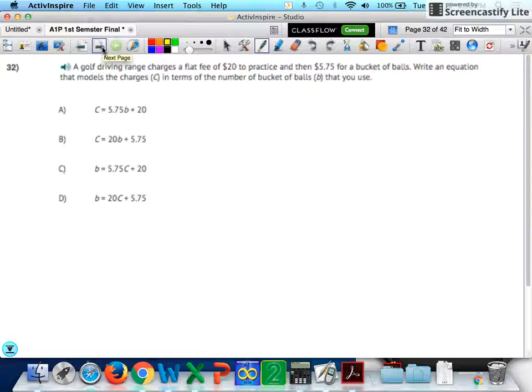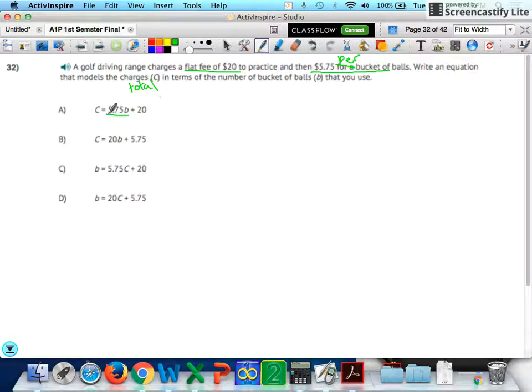Number 32, charges a flat rate of $20 and then a fee of $5.75 per bucket of balls. Write an equation that models the charges C, so this is our charges or our total, in terms of the number of buckets of balls B that you use. So the flat rate is the part that you just tack on the end. The $5.75, you've seen a bunch of this in Carnegie. The $5.75 is what gets your variable. So I'm looking for something that charges $5.75 per bucket.